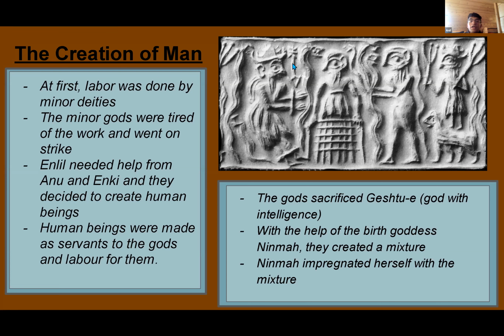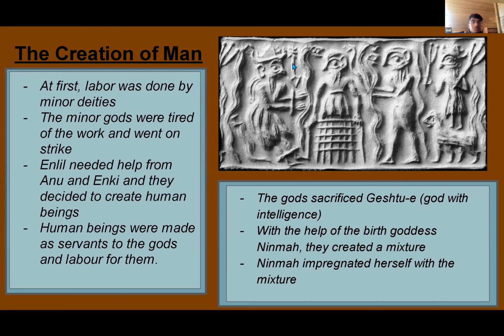decided to sacrifice Geshtu in order to create this mixture. And Geshtu was a god with great intelligence. And with the help of the birth goddess Nimma, they created a mixture. This mixture was created by mixing the flesh and blood of Geshtu with clay and the spit from each god. And Nimma decided to impregnate herself with the mixture.